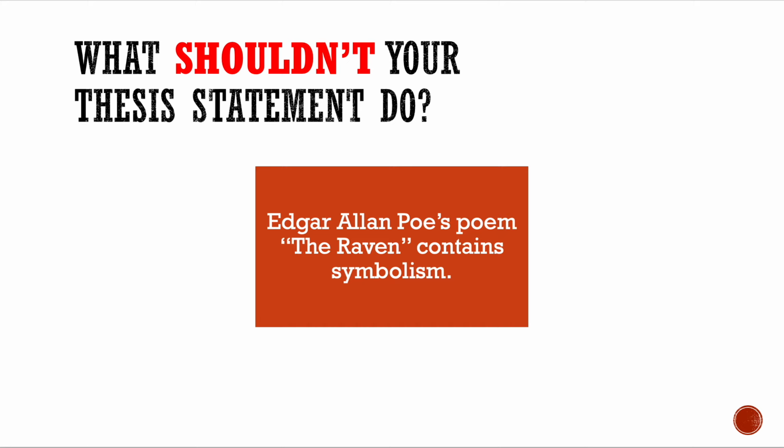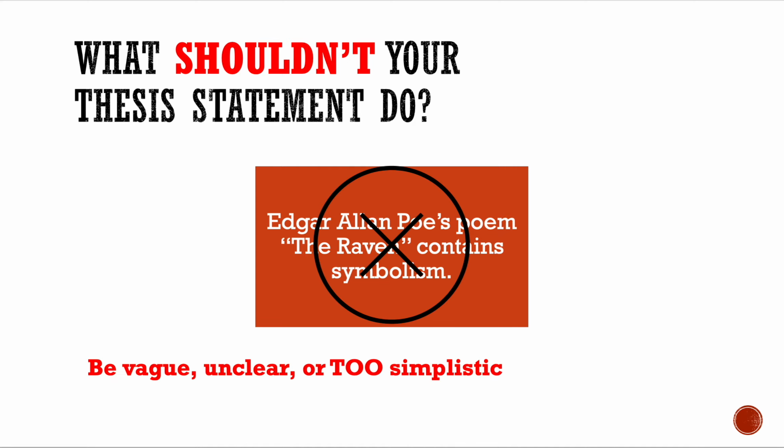Here's an example of that last one that I see from students too much. Edgar Allan Poe's poem, The Raven, contains symbolism. I read a thesis like this and I want to say, no kidding, Einstein. That's like saying bread contains flour. Everybody knows a poem contains symbolism. Your job is to interpret what the symbolism means. Make a clear, direct, arguable claim.